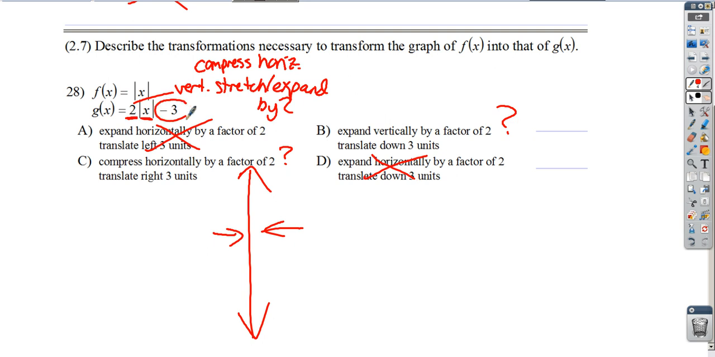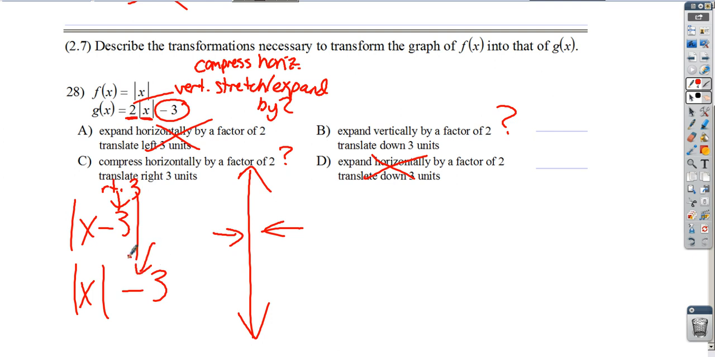And then finally, the -3. Notice the difference between this right here and this right here. This one is a right or left 3. It turns out to be right 3, because add to x, go left, we're subtracting from x. This one is taking the whole function, the y value, y equals the absolute value of x, and it's subtracting 3. Add to y, go high, we're subtracting from y, so we're going down 3. Now, even though we were stuck between C and B, this one doesn't say down 3. This one does, so it must be B.